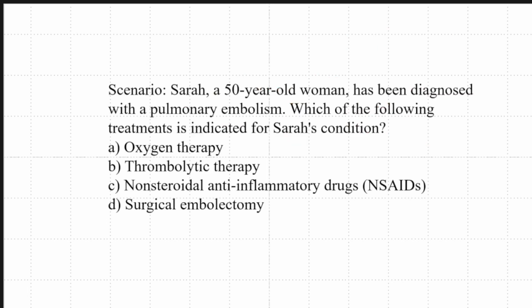Okay, scenario. Sarah, a 50-year-old woman, has been diagnosed with pulmonary embolism. Which of the following treatments is indicated for Sarah's condition? Okay, for a 50-year-old diagnosed with pulmonary embolism, the priority talaga when there is a recent pulmonary embolism in our patient is to administer what you call drug therapy. This is our priority here to improve oxygenation, O2 supply, as well as to relieve hypoxemia in our patients. Okay?